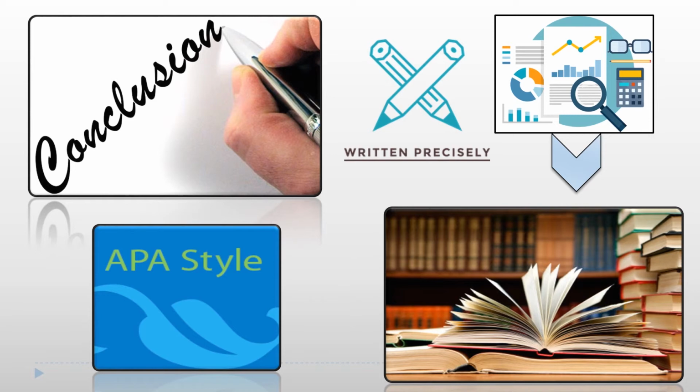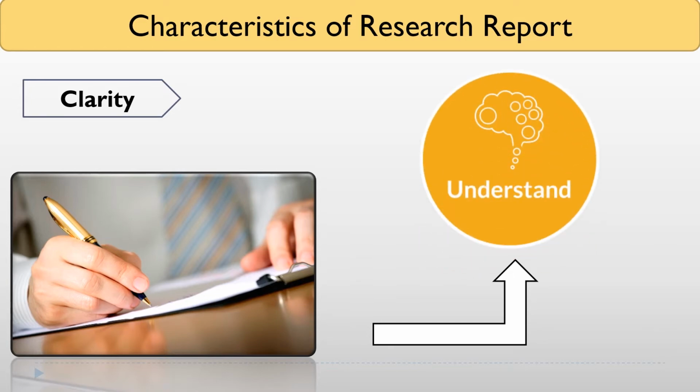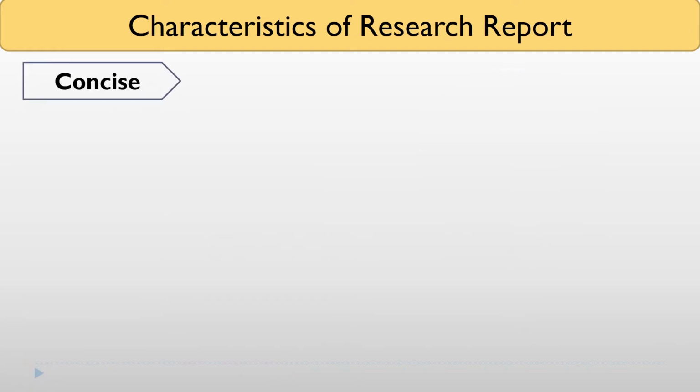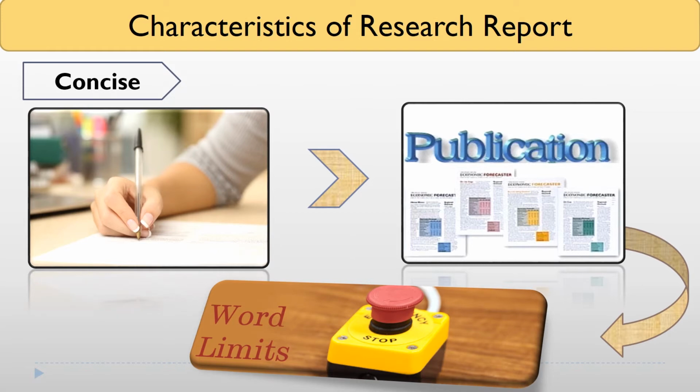Now, we will look at the characteristics of a good research report. The first one is clarity. The research report should be written clearly without any ambiguity so that readers should be able to understand the research process and findings clearly. Second is concise. The research report should be written concisely. Unnecessary details should be avoided. If the report is being written for publication, the researcher should always follow the word limit set by the specific journal.